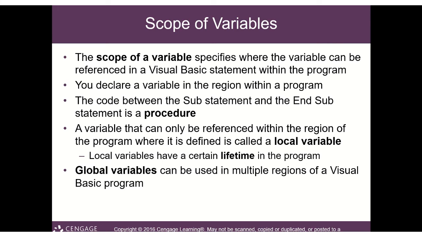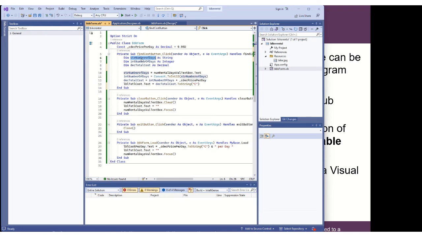The code between the Sub statement and the End Sub statement is a procedure, or you can call it a subroutine, but officially in the Visual Basic language it is called a procedure. A variable that can only be referenced within the region of the program where it is defined is called a local variable. For example, here these variables, str number of days, int number of days, dec total cost, are the local variables defined within this procedure.